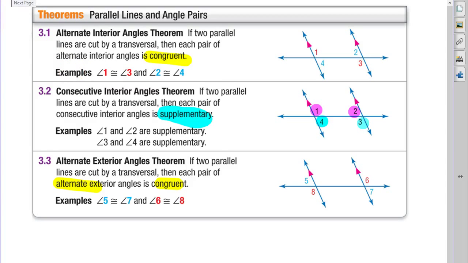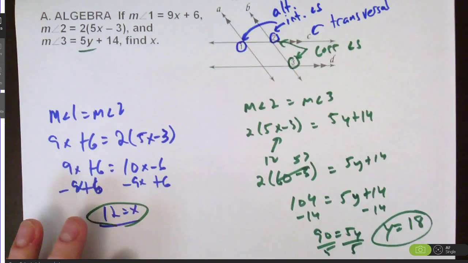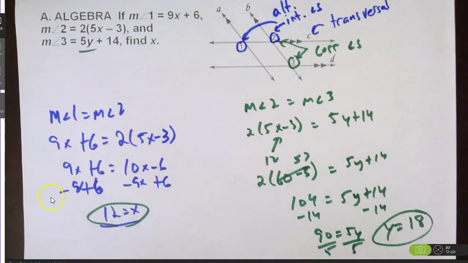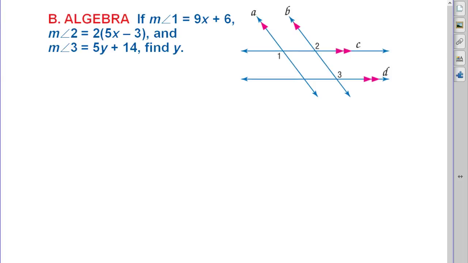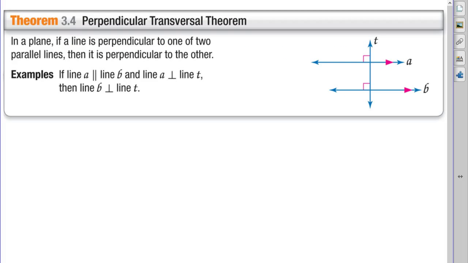So anyway, we got this part here where we solved for x and y in this problem. Now we have one theorem left in this section. It's called the perpendicular transversal theorem. Hopefully it's kind of an obvious theorem: if in a plane, a line is perpendicular to one of two parallel lines, then it's perpendicular to the other.